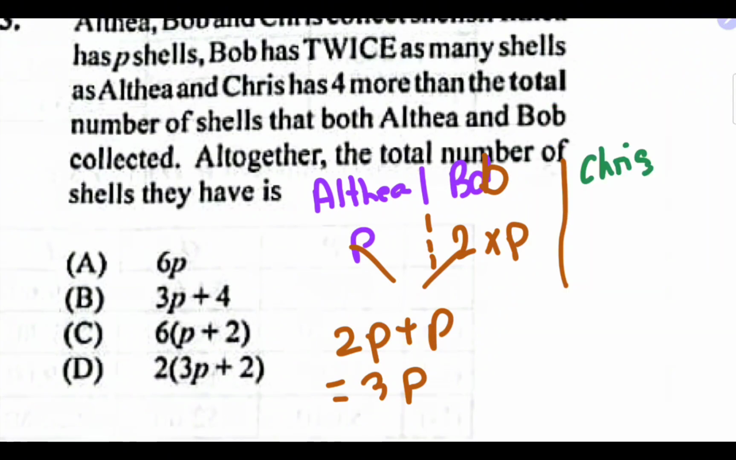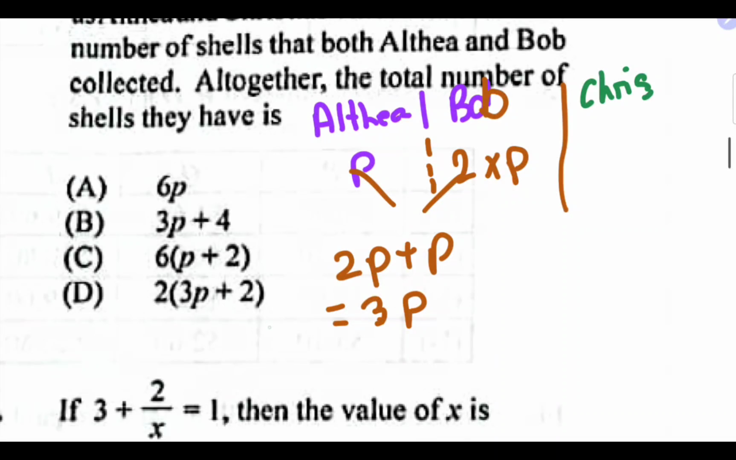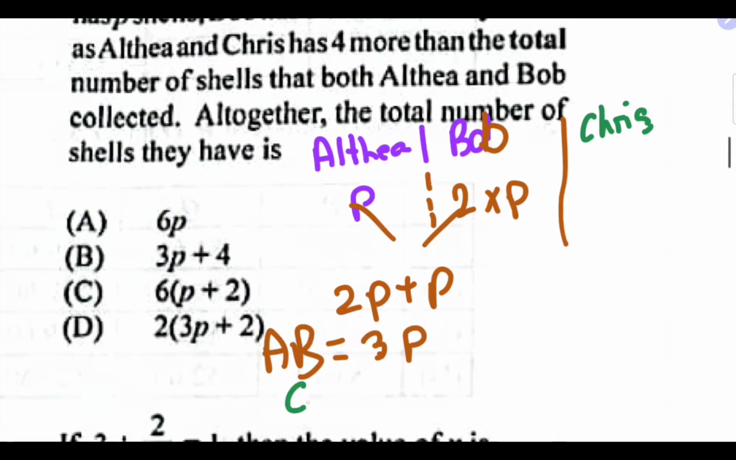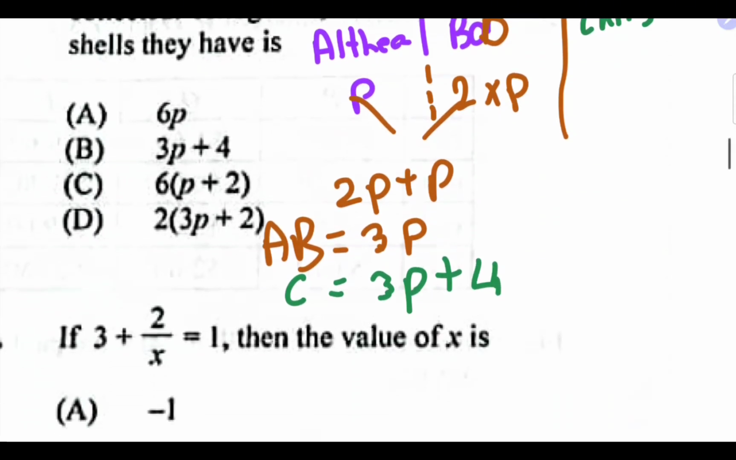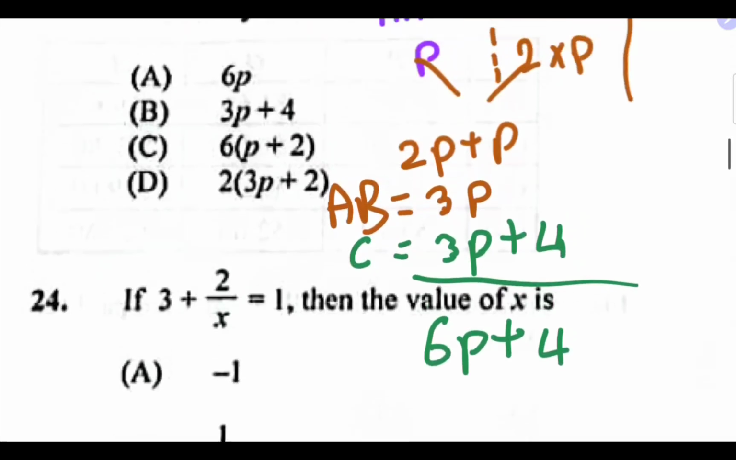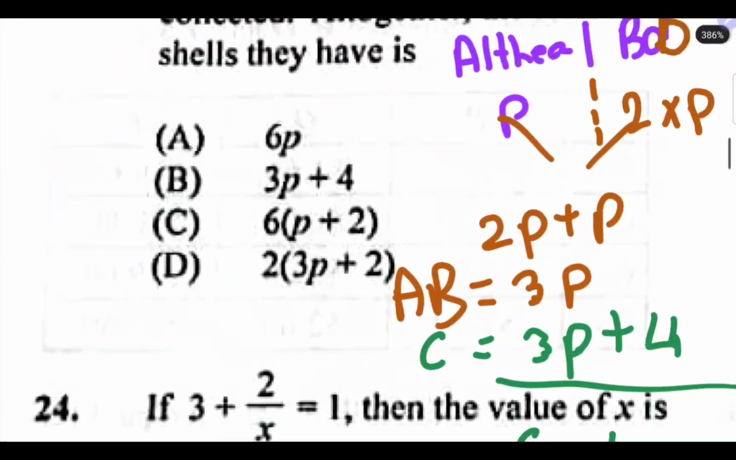Now Chris has, I'm just going to put A and B for Althea and Bob. So Chris has the same amount plus 4. So Chris also has 3P plus 4 shells. So when we add that together, that's going to be 6P plus 4. Is there an option like this? No, there isn't.